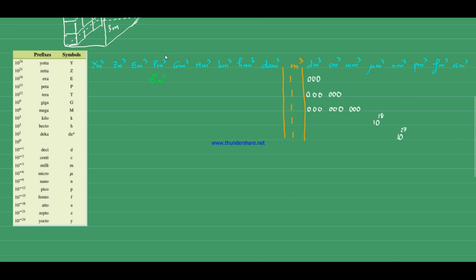Oh, I don't have enough space anymore. Let me go back so that we can fit a tera over here. Let me erase that. Okay, so I'm missing the tera. So this one should be tera, then this one should be peta, then we have exa right here, and then we have zetta here.